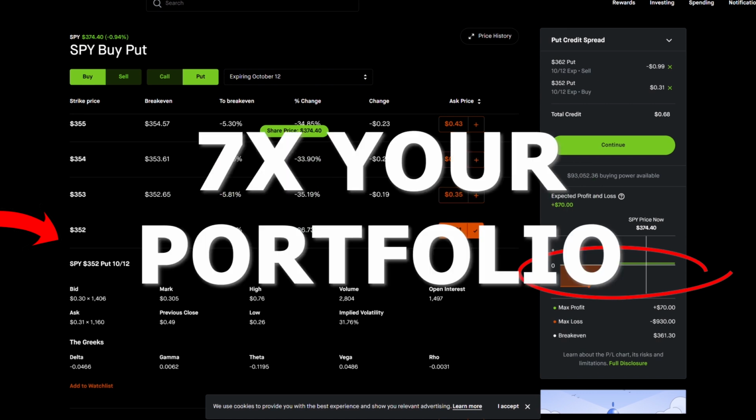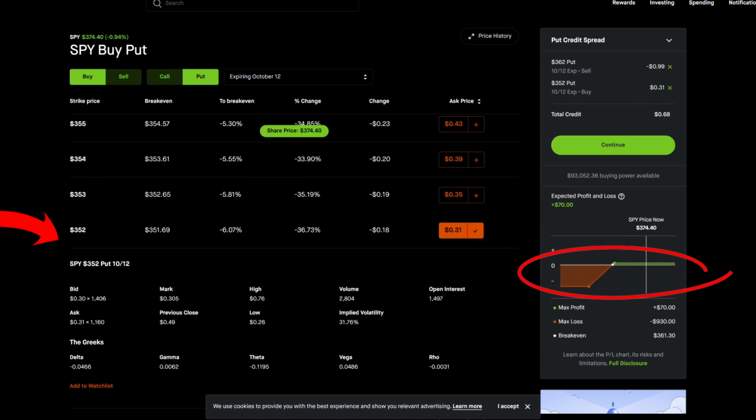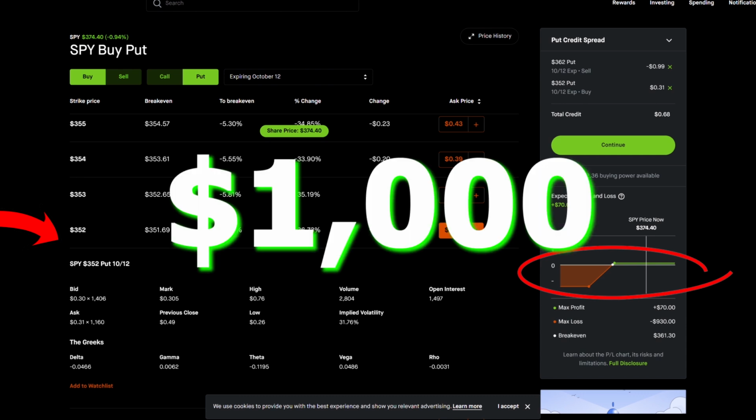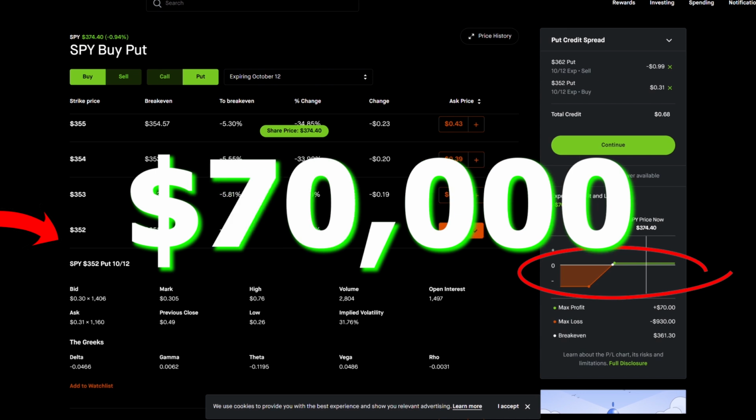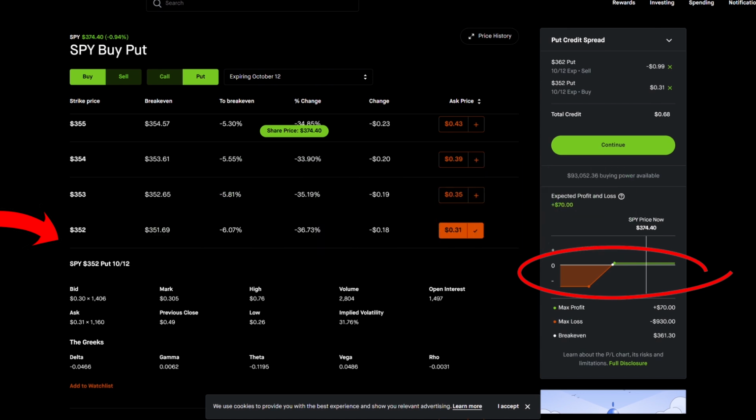You'd be able to 7x your portfolio in 5 days around 100 times. So that would be in like a year and a half. So you could take a portfolio of $1,000 to $7,000 or $10,000 into $70,000. But there is a caveat.